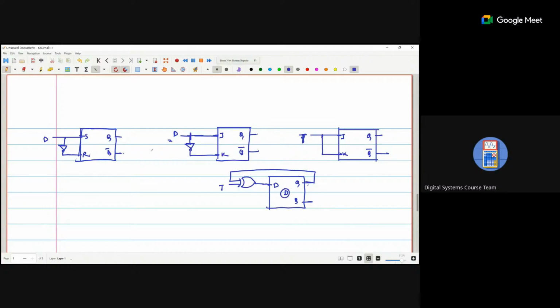That is a D flip flop, JK flip flop, JK flip flop, yes sir. Okay, now clock is everywhere. Clock is everywhere, so don't forget about the clock.